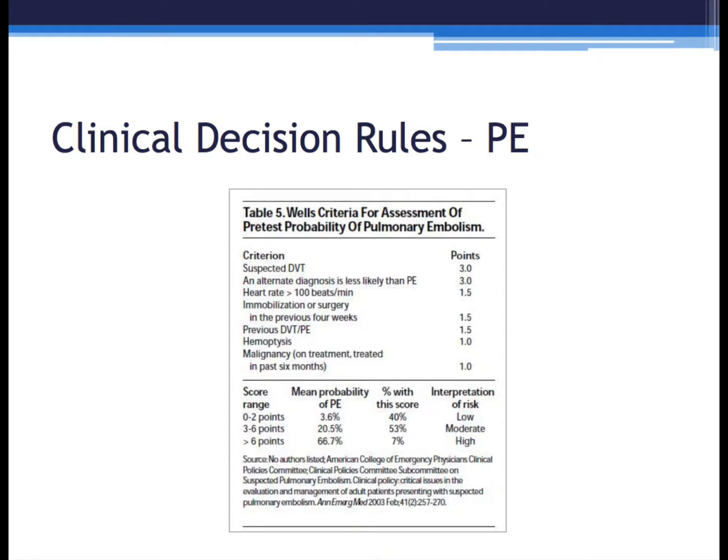Hemoptysis, we didn't focus in on asking this question, but it's a good question to ask. That's if you're coughing up blood. That would be 1 point, so she'd still be at 9. Malignancy on treatment, treated in the past 6 months, that's no. She gave us no suspicion or evidence that she's had cancer in the past or currently. So 9 points, definitely high. I would consider that definitely higher than even 66%, so we're on the right track.